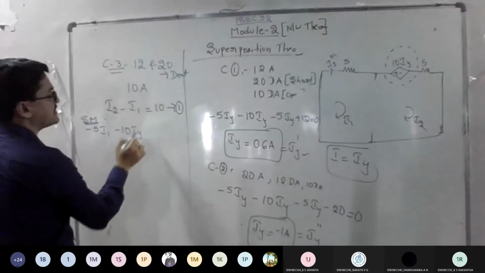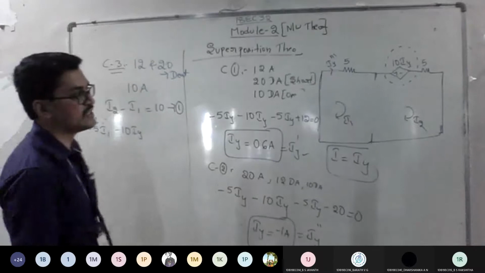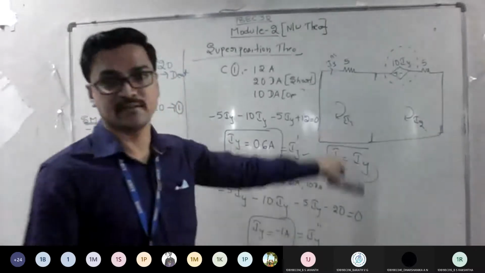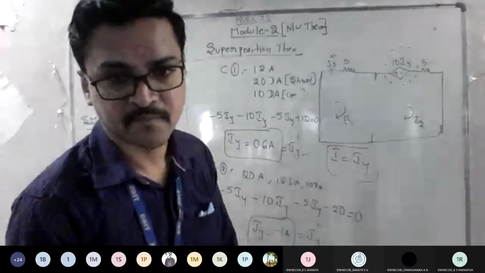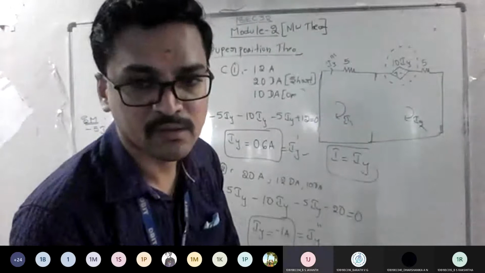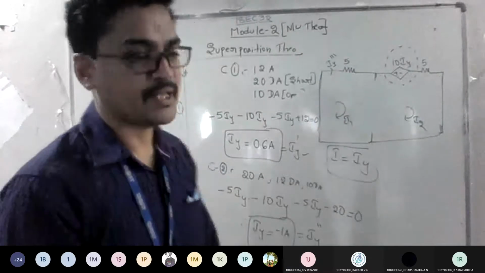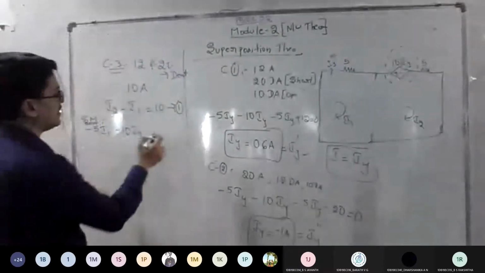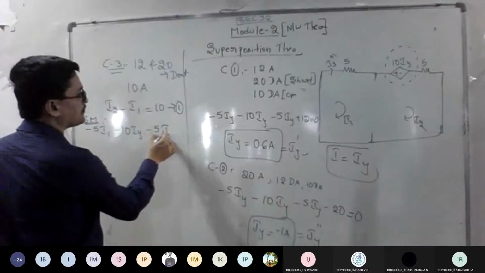So you can write Iy is nothing but what here? Iy is nothing but, in this question, it is I1. Is it so? Yes or no? Yes, sir. So minus 10 Iy minus 5 I.